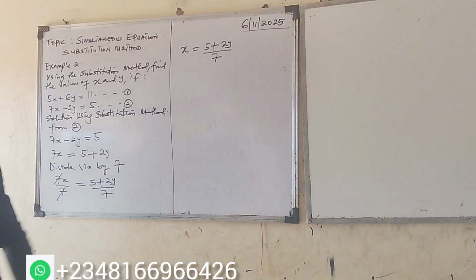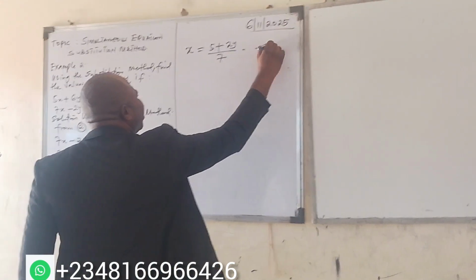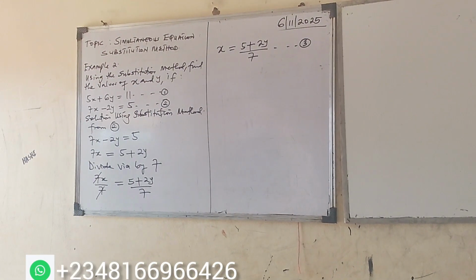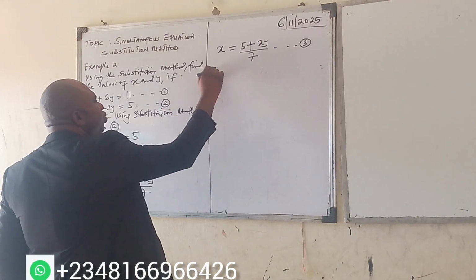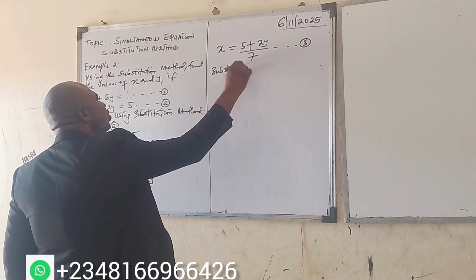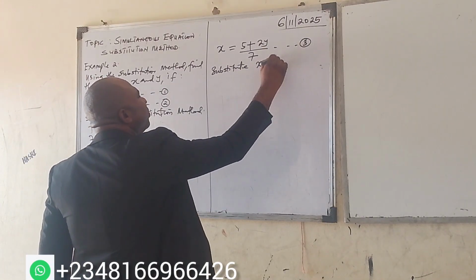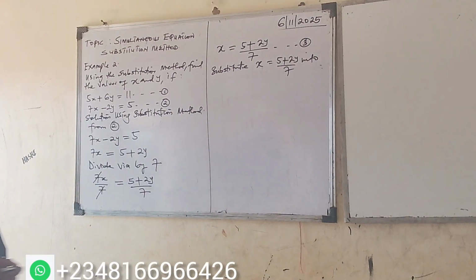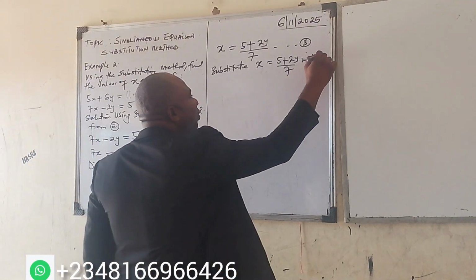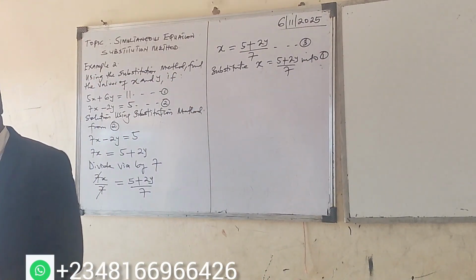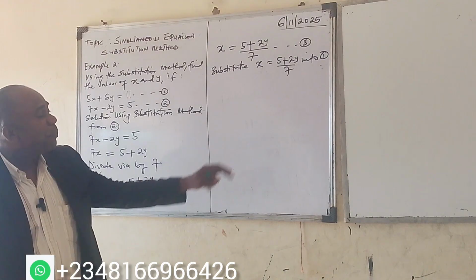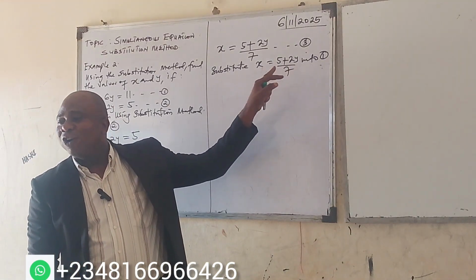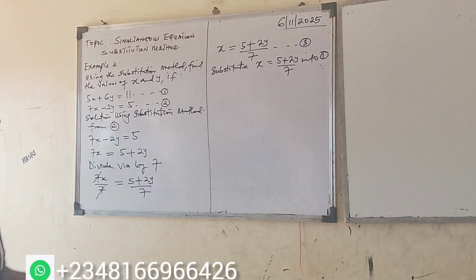So now that we have made x the subject, we have isolated x. So it means we can call this equation 3. Equation 3. That's very good. Now, the next step is to substitute x is equal to 5 plus 2y all over 7 into which of the equations now? Equation 1. That's very good. Anywhere we see x in equation 1, we'll be putting 5 plus 2y all over 7.